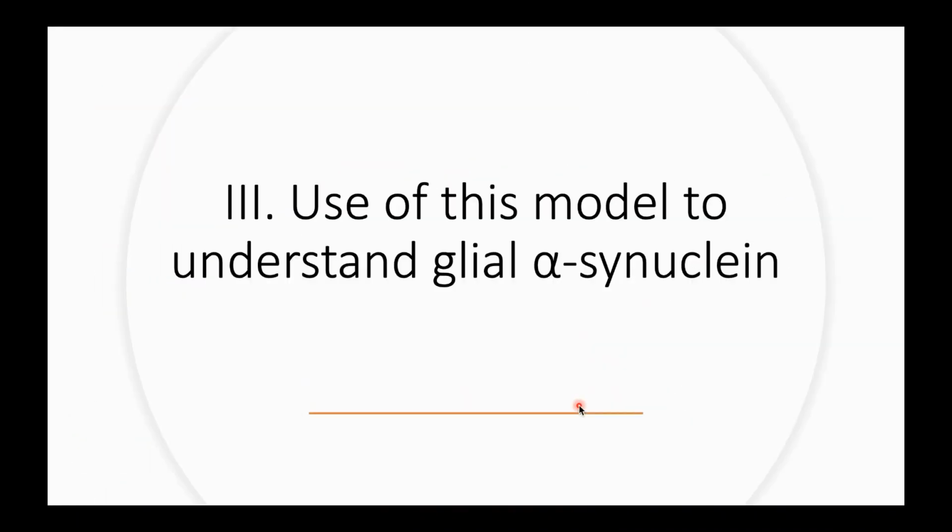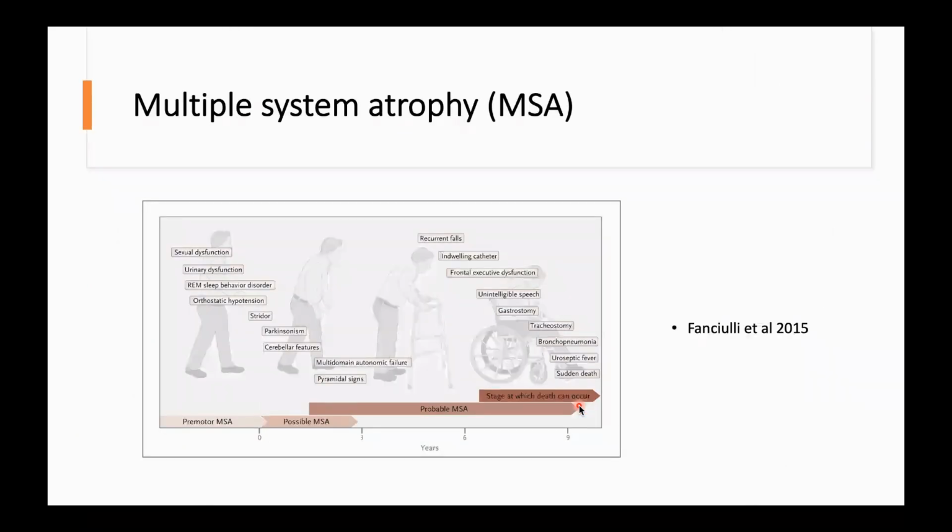So now this will be the bulk of the talk. I'm going to show you some published work for how I use this model to understand the role of glial alpha-synuclein. And as I said in the introduction, this glial alpha-synuclein is particularly relevant to the disease multiple system atrophy. And so I just wanted to take a step back to tell you a little bit more about this rather rare disease. So this is much less common than Parkinson's disease, but unfortunately quite a bit more devastating.